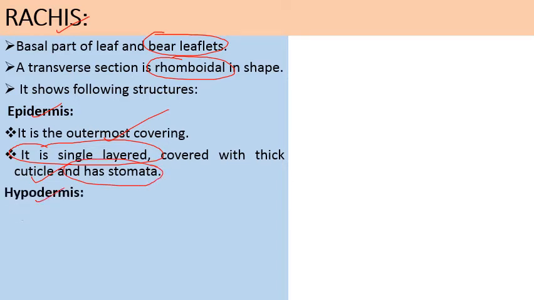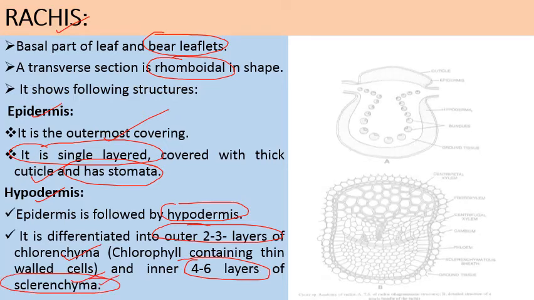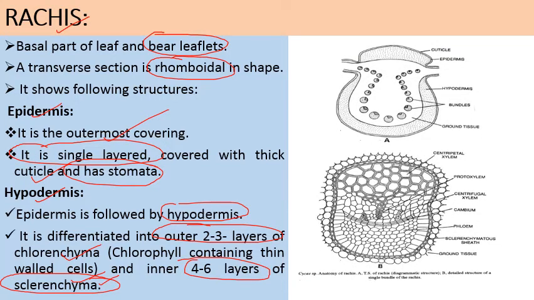Then it is followed by hypodermis. So epidermis is followed by hypodermis. It consists of outer 2-3 layers which are chlorenchymatous, meaning chlorophyll is present, and the inner 4 to 6 layers are sclerenchymatous, meaning made up of thick-walled dead cells. And this Rachis has a unique type of vascular bundle arrangement, that is inverted omega shaped. So these are the vascular bundles which are present in an inverted omega shaped structure.